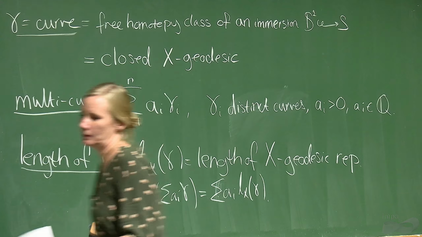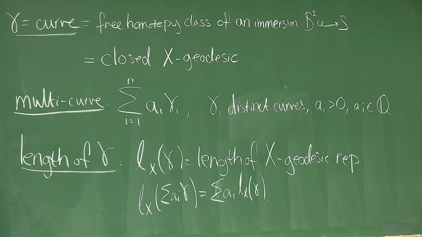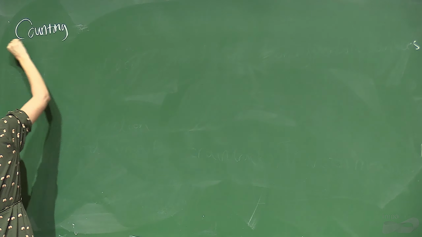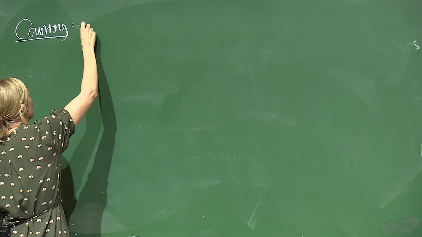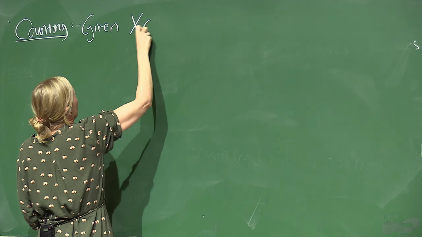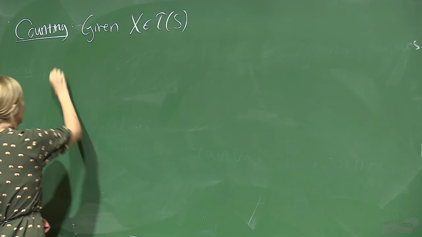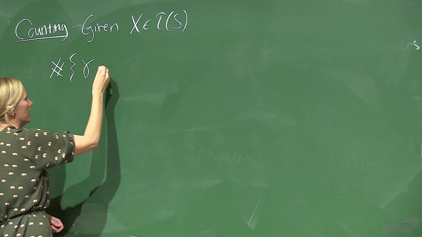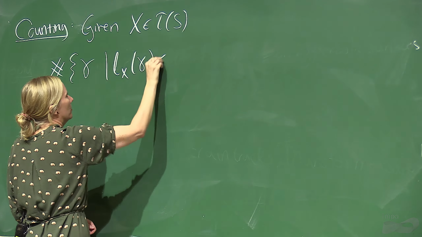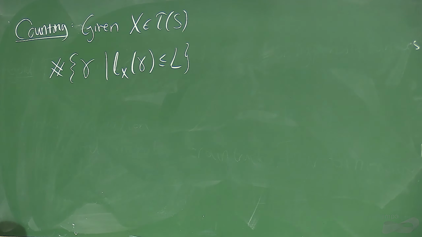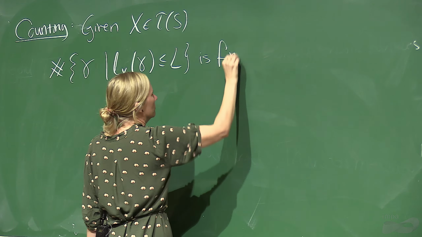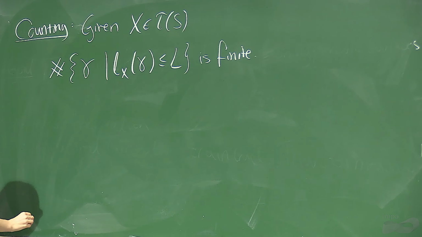All right, so counting. Given a hyperbolic structure on our surface, if we look at the number of closed geodesics whose length is bounded by some fixed L, this is always finite. So maybe just a quick picture.